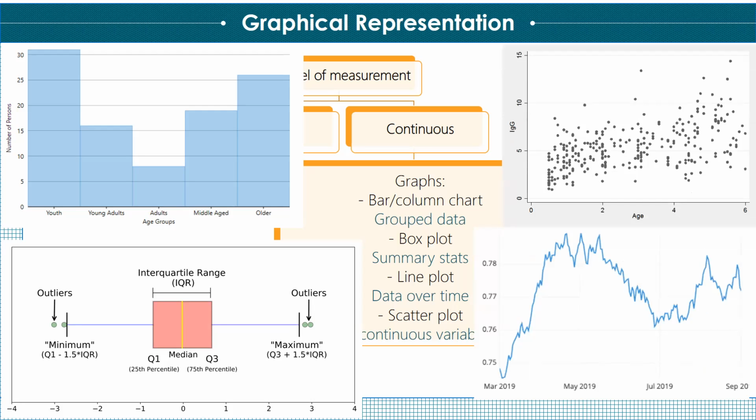And then we have a scatter plot. Scatter plots are what we use, and on these we usually calculate our correlations. And these really usually are when we are displaying two continuous variables against each other.